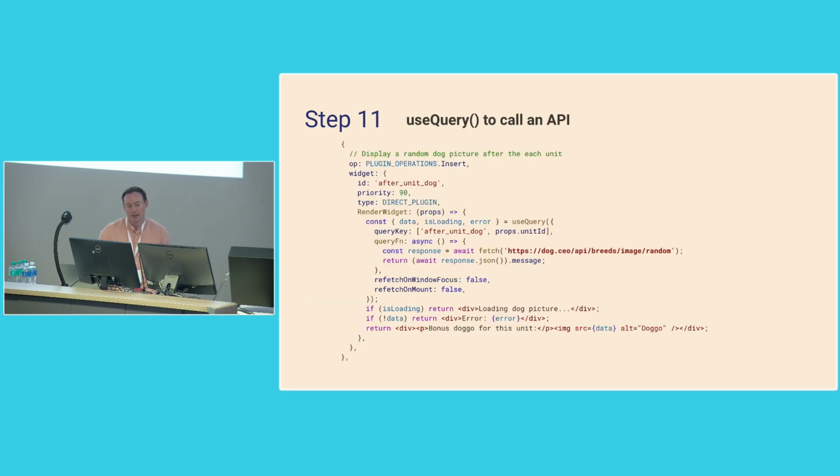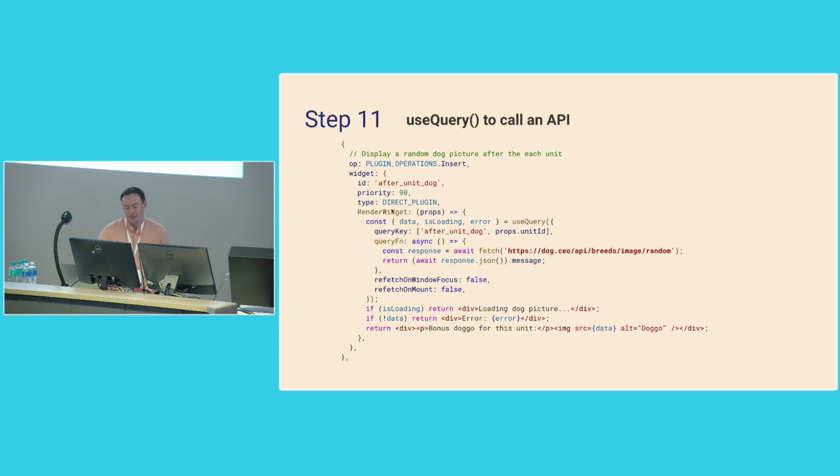And then here's an example of a plugin using React query to call an API. So this is a new plugin that we're adding to our list of 3 plugins we've already created for the unit page. We have the thing that comes above, we have the thing that goes below, and then we have the blur plugin. This is a 4th plugin that's going to show a random image of a dog after each unit. And we're going to use React query to do that.